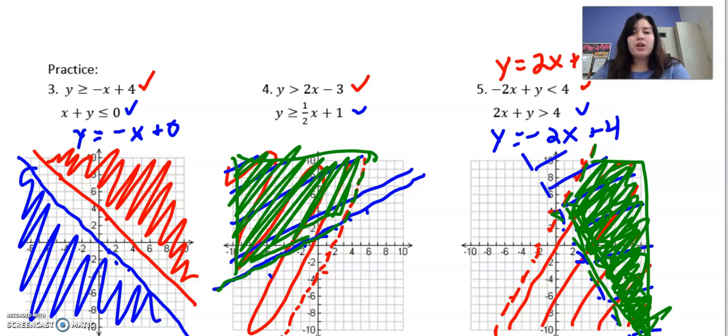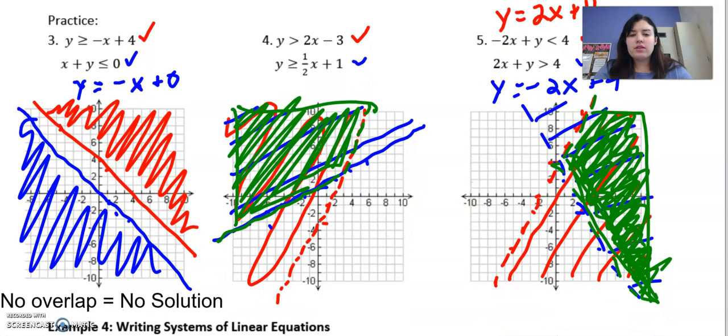Okay, so we are here for 5.7. We didn't get to finish our notes, so I'm going to review the last bit here. 3, 4, and 5 is practice. I have the answers here for you guys to check.